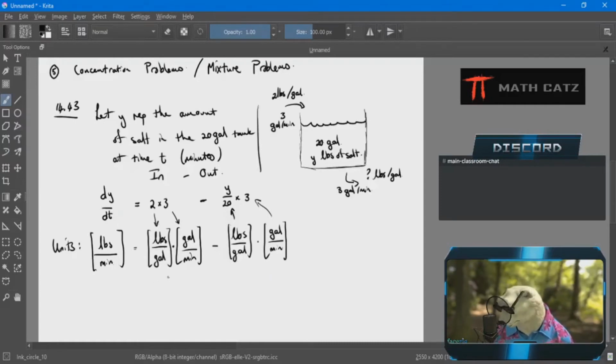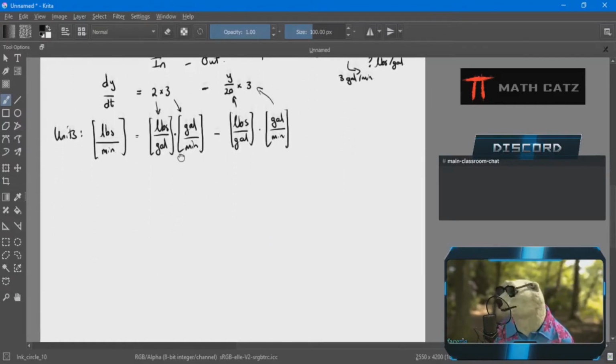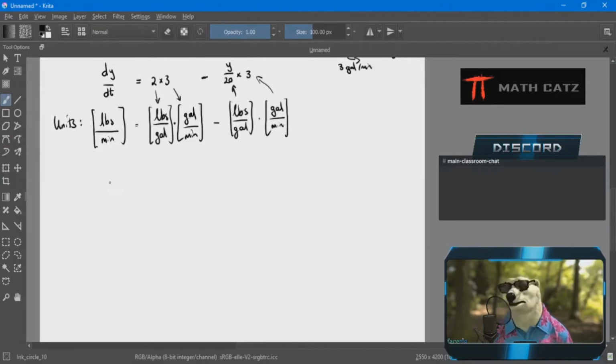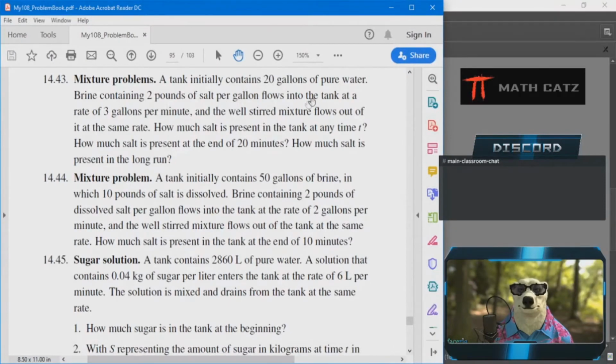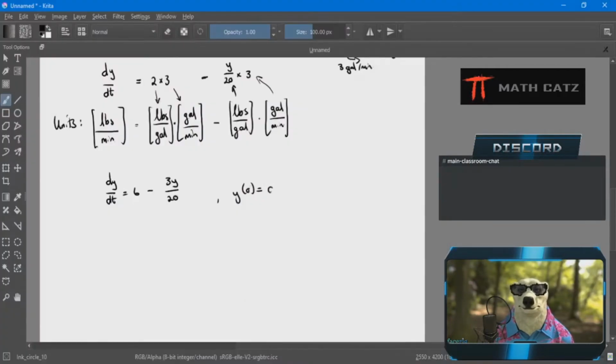So there is our differential equation. Let's rewrite this: dy dt equals 6 minus, now the fraction is a little unfortunate, 3y over 20. And my initial amount, they say initially it contains 20 gallons of pure water, so there is no salt in the tank. So there's my differential equation.